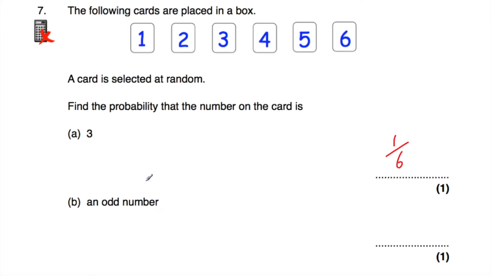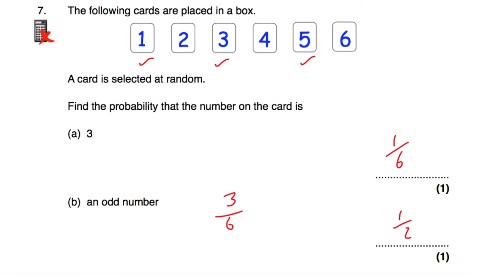And then the next one, part B. Part B says an odd number. Well, there's 1, 2, 3 odd numbers out of the 6 cards. So that would be 3 out of 6 or 3/6. Now we could write our answer as 3/6 here if we wanted to. It doesn't say we have to cancel it down, but I noticed that 3/6, if you cancel it down, would be 1/2. If you divide both the numerator and denominator by 3, you get 1/2. So the probability of getting an odd number whenever you select one of these cards at random from the box would be 1/2 or 3/6.